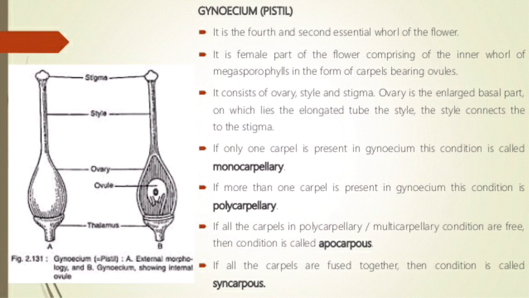If only one carpel is present in gynoecium, this condition is called monocarpellary. If more than one carpel is present in gynoecium, this condition is polycarpellary. If all the carpels in polycarpellary or multicarpellary condition are free, then the condition is called apocarpous. If the carpels are fused together, then the condition is called syncarpous.